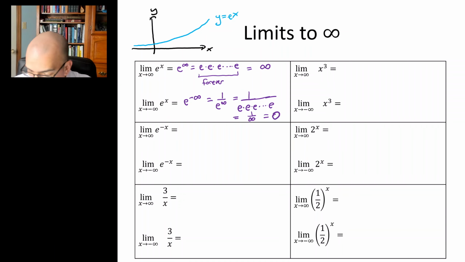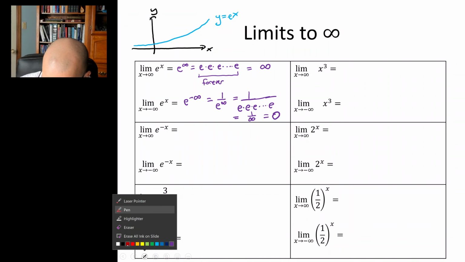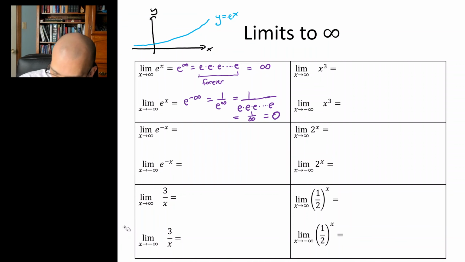Now this stuff in the middle, we should not write that. We should not write those types of steps. I'm just going to put down the answers, 0 and infinity, and say do not write the purple. Do not write what is in purple. We're just supposed to say what the answer is.